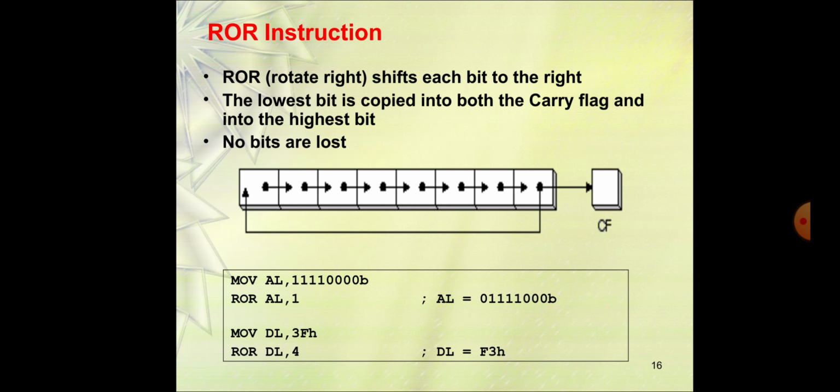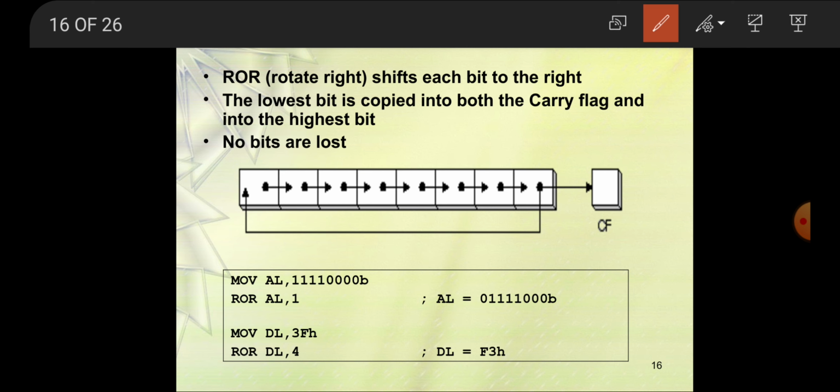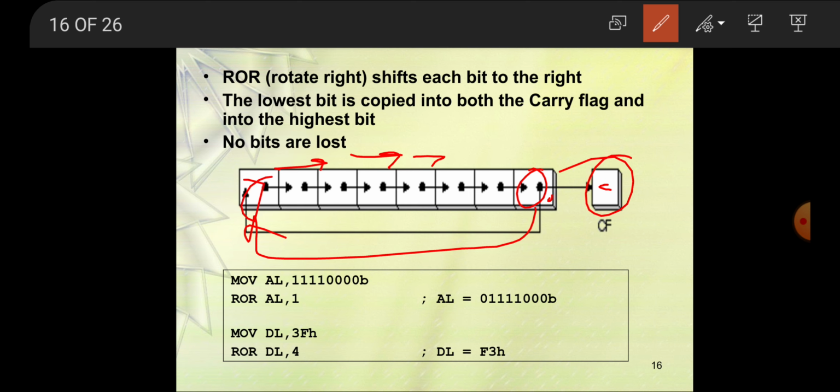Here I will explain the ROR instruction. What it does is that the lowest bit is copied into both the carry flag and into the highest bit. This bit keeps moving in this direction, and this bit gets copied into the carry as well as into the highest bit. The lowest bit will become the highest bit.